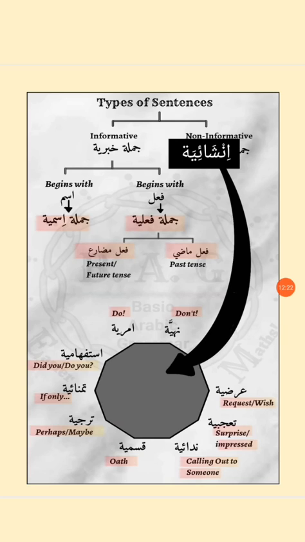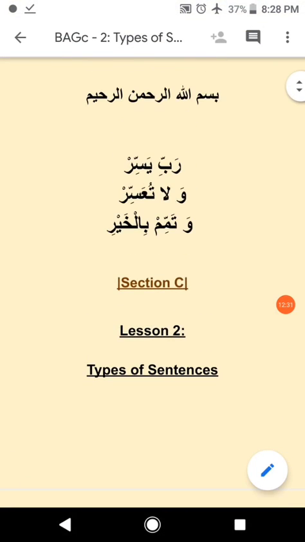So we are done with our lesson. It was just the types of sentences. Of course, there's not going to be any worksheet associated with this lesson. Worksheets would begin from the next one, inshallah.